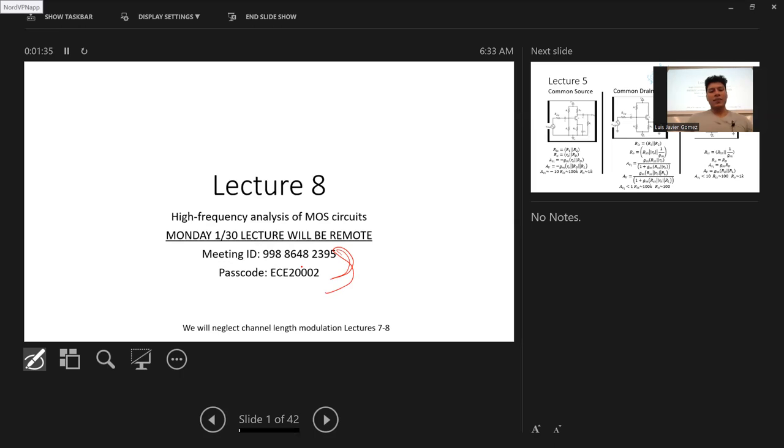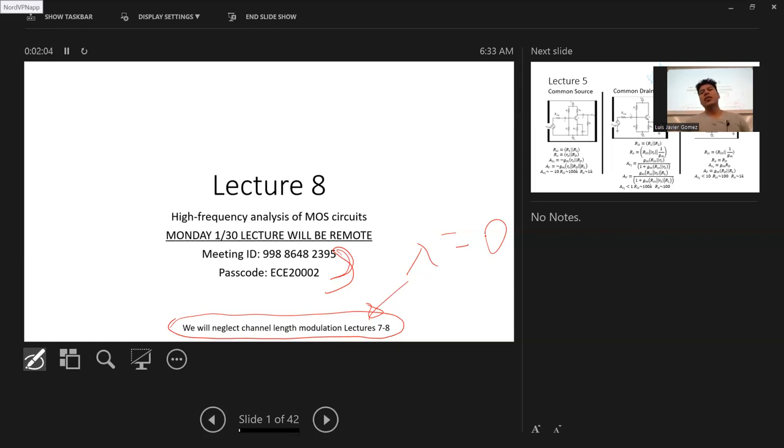That's the meeting ID. And like I said in the previous lecture, for high frequency and low frequency analysis, we're actually ignoring the little omegas. We're ignoring little r_o or channel length modulation. So we're always going to be assuming lambda equals zero. That's not because lambda is zero. It's because it simplifies the analysis. So it's just to make the computation more simple.